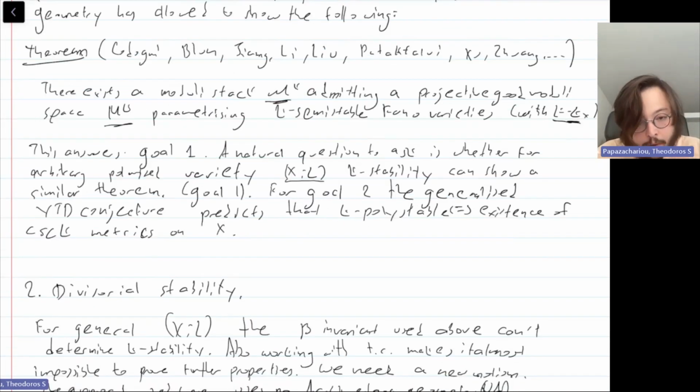For the second goal, which is this goal linking differential geometry and stability theories, K-stability already has this link, at least conjecturally. So the generalized Yau-Tian-Donaldson conjecture predicts that here we have K-polystable if and only if we have the existence of cscK metrics on X. And cscK metrics are a particular class of metrics which are really important in complex differential geometry. They've really dominated the study of the field for 70 years.